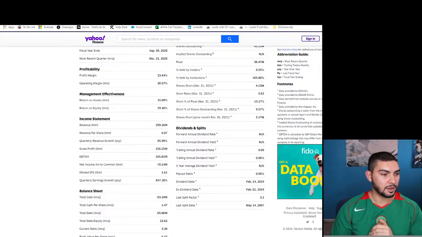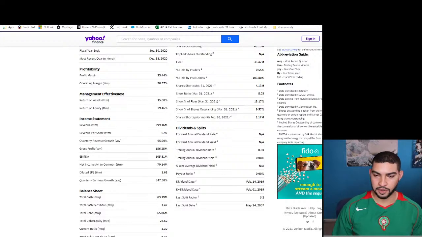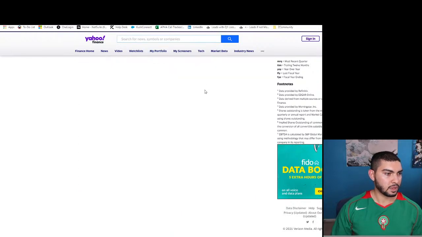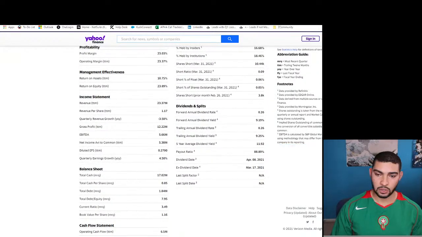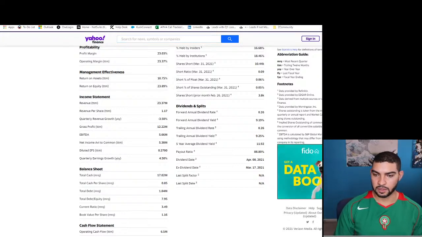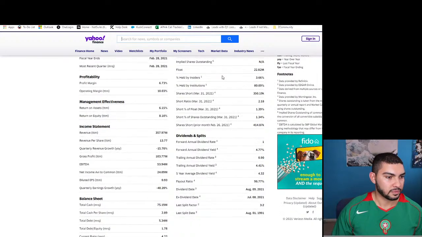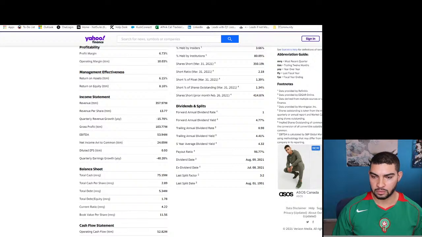Held by institutions, that's terrible. 103%. Alright, that's a big no for Vivo, but a yes for the current ratio because it is over 2. MNDO. Shares held by institutions, pretty good, and current ratio is also pretty good. So that's a yes on both ends of the spectrum. EBF. Okay, held by institutions, bad. Current ratio, good. So that's a yes and a no.